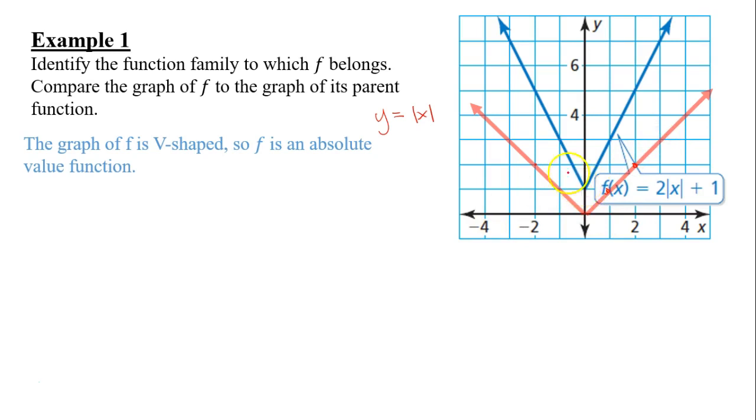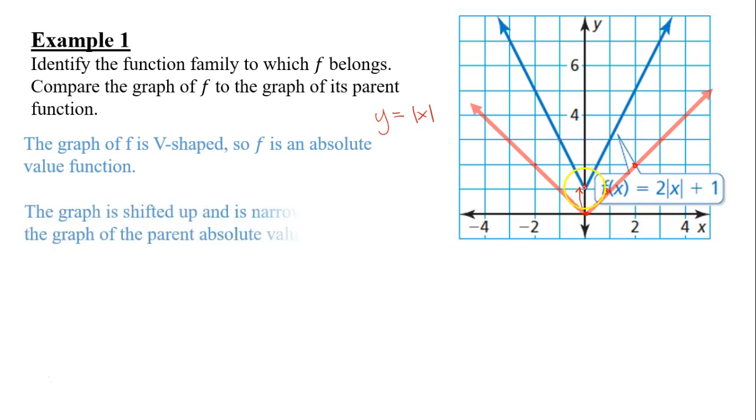Alright, now let's describe f of x in terms of the shape of the parent function. So you can see the vertex of the V is shifted up. And then on the parent graph, when you go over 1, you go up 1. But on this one, when you go over 1, you go up 2. So this graph appears more narrow. And it's also shifted up a unit. So the graph is shifted up and is narrower than the graph of the parent absolute value function.